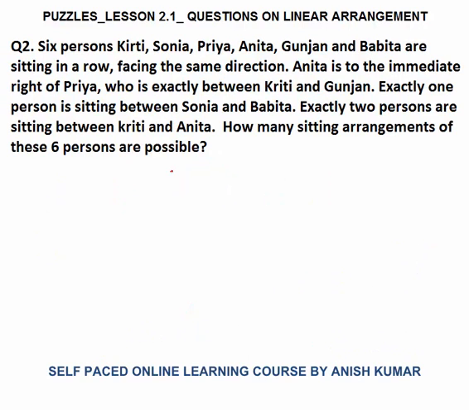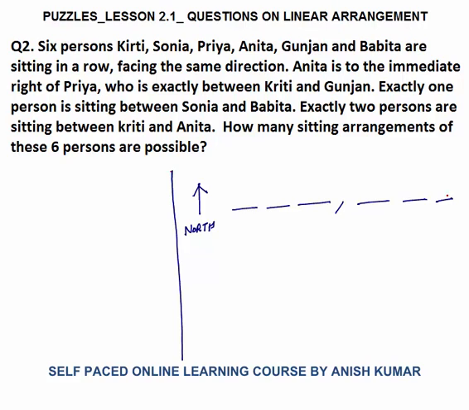Question number 2: 6 persons Kriti, Sonia, Priya, Anita, Gunjan and Babita are sitting in a row facing the same direction. We will make 2 sides, one for the symbolic notation, other for the sitting arrangement. All are facing the same direction, this arrow direction. You can take it as north or south. I am taking this as north. Now 6 persons are there, so I have made 6 seats: 1, 2, 3, 4, 5, 6.